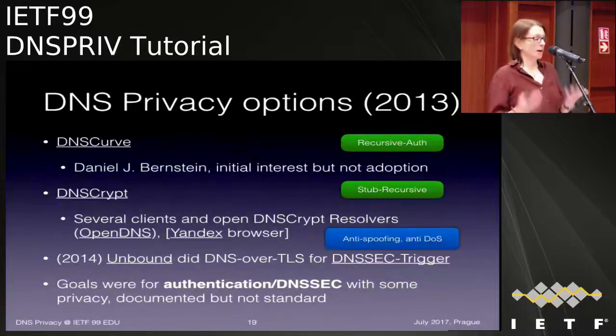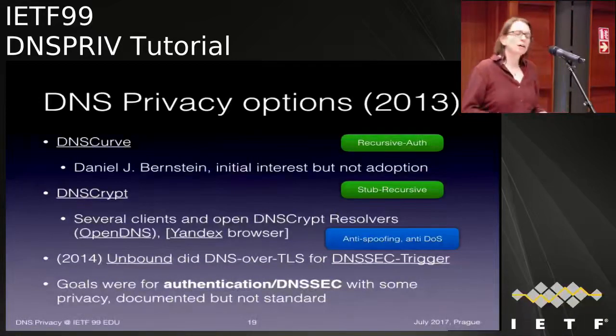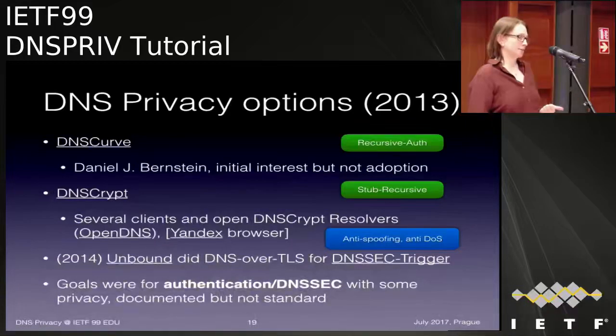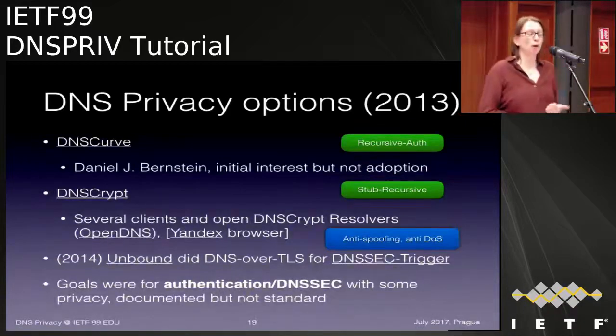There are implementations. It recently got picked up by the Yandex browser. So it is around. But one thing to remember is these were developed really as anti-spoofing and anti-DDoS devices. They weren't designed with privacy as the primary design goal here. You kind of get privacy as a byproduct from these things. The Unbound recursive server also implemented DNS over TLS in 2014, so that's been around a while. But again, this was just sort of a side effect. They really did it as part of their DNSSEC trigger project because it gave them a tunnel to access a DNSSEC aware recursive if port 53 was being blocked.